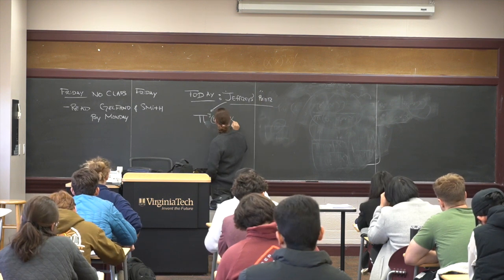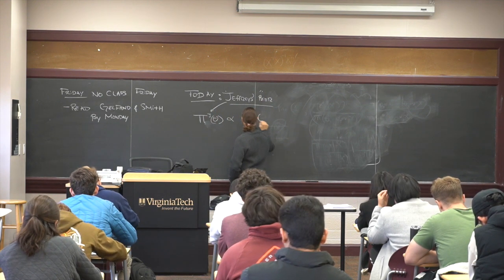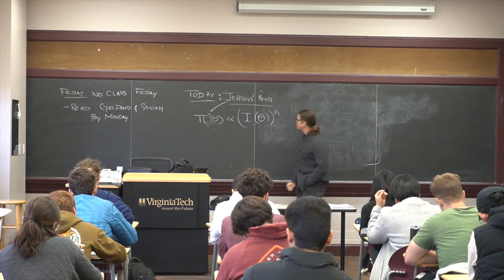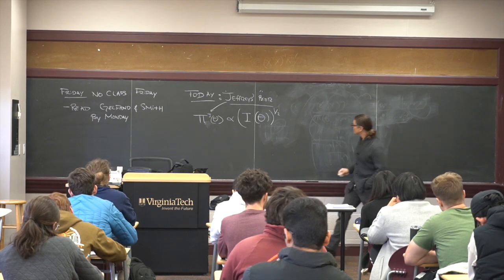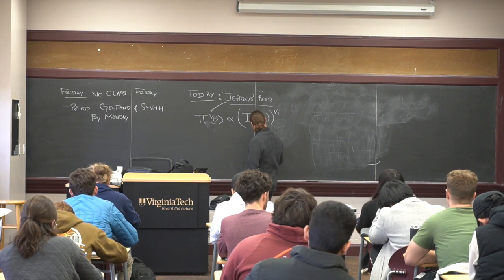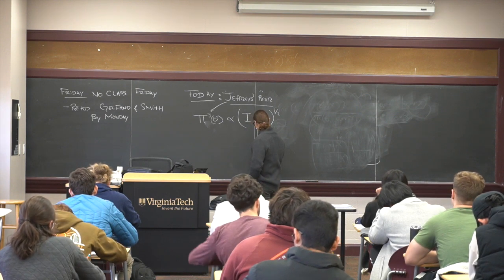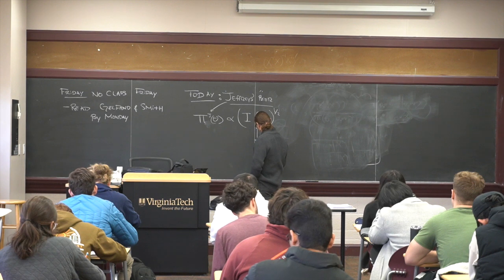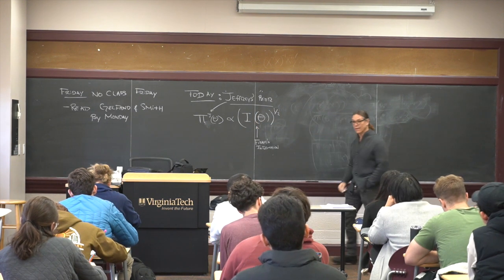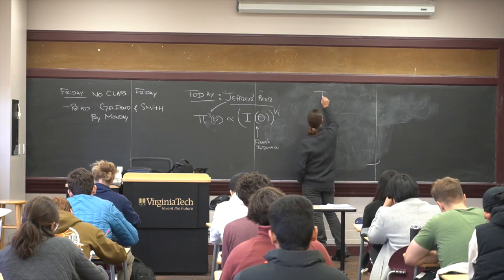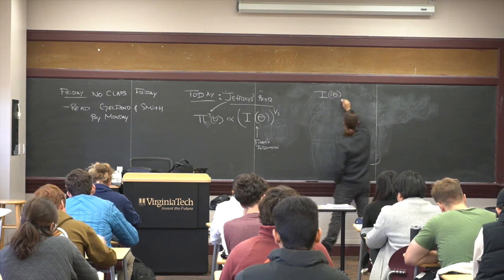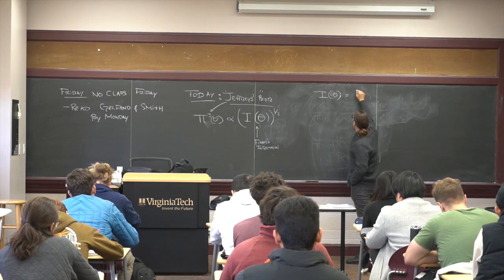It's going to be proportional to the information to the half power. The information can be written down like this. So let's just fill this in. This is Fisher's info. Let me write down what Fisher's info is. This is always true.